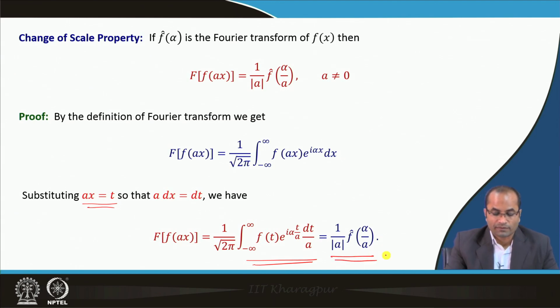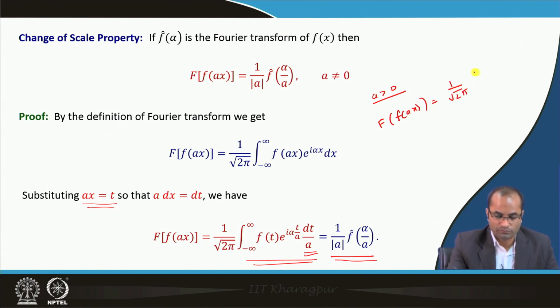So, what will happen is that when a is negative, instead of this a, we can have the absolute value of a. Suppose this a is positive, then the Fourier transform of f(ax) will be given by this formula: the integral from minus infinity to plus infinity of f(t) e^(iα t/a), and similarly we have dt over a there.